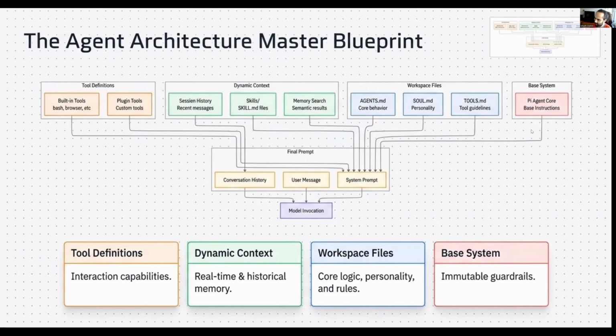And last but not least, we have the PyAgent core block, where we have the base instructions, which are immutable and consistent across different scenarios given to the agent. These different blocks will be injected in the system prompt and will be given to the model alongside the user message and the conversation history. So now let's dive into these blocks one by one.